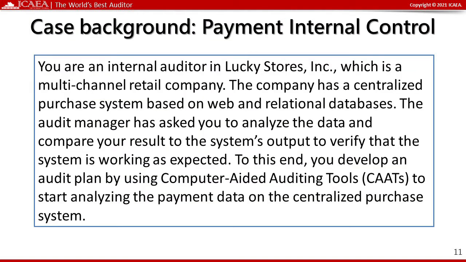Case description. Imagine you're an internal auditor and you come to a company. The company has a procurement system based on a network and a related database. The company's audit manager has asked you to analyze the data and compare it with the company's system to test whether there are any issues with the system. Therefore, you need to develop an audit plan and use CAATs to start your analysis.